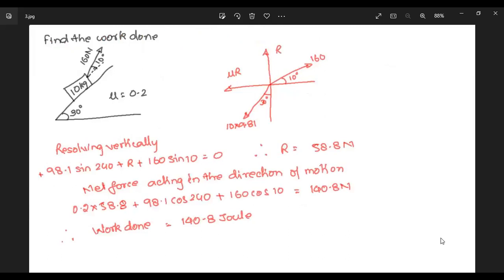This is a 10 kg block which has been placed on an inclined plane. The inclined plane is at an angle of 30 degrees. The coefficient of friction between the inclined plane and the block is 0.2, and a force of 160 Newton, acting at an angle of 10 degrees, acts upon the body, and the net effect of the load is to pull this up.